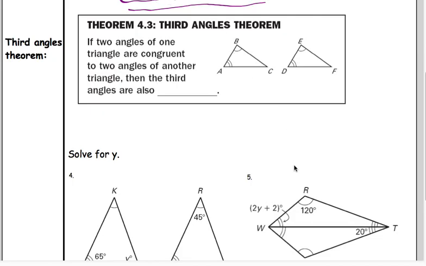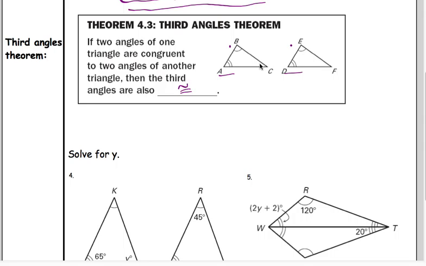The Third Angles Theorem is very useful. If you know two angles of a triangle, if two corresponding sets of angles are congruent, like see how A has double marking and D has double marking, B has one marking and E has one marking. If you know that you have this set that's corresponding congruent, this set that's corresponding congruent, then you know automatically that the third set of angles are also congruent.